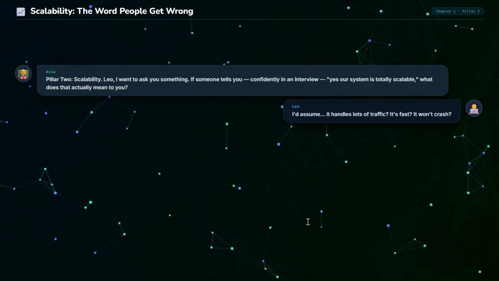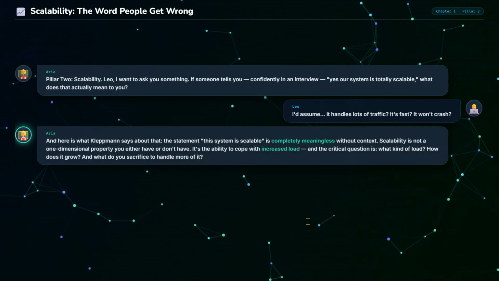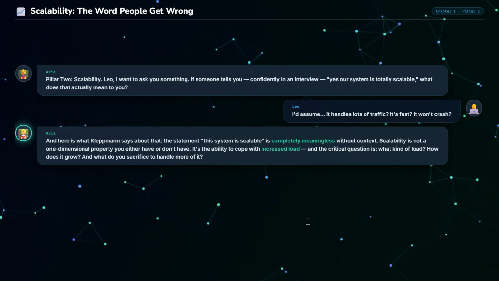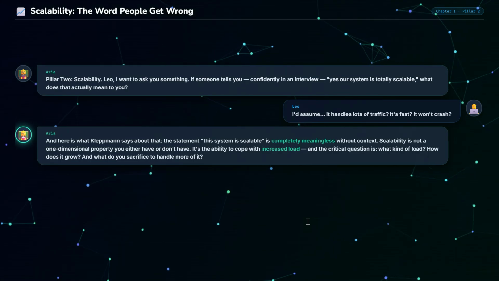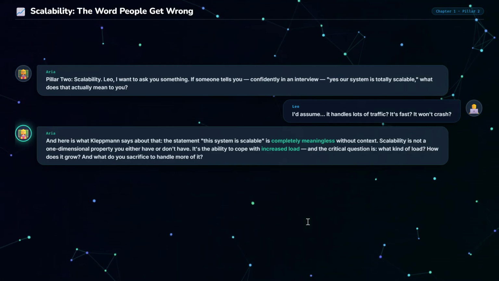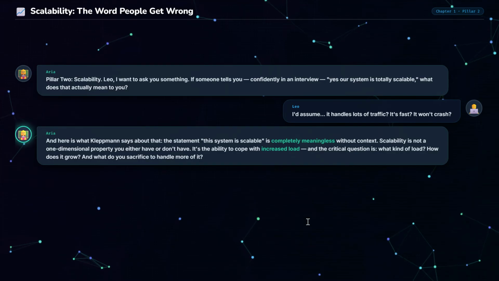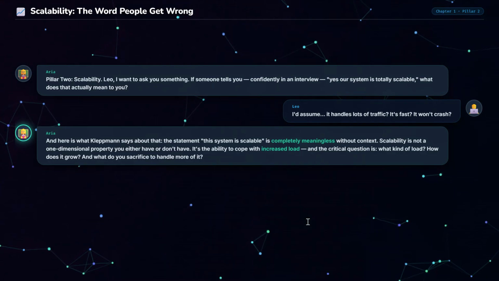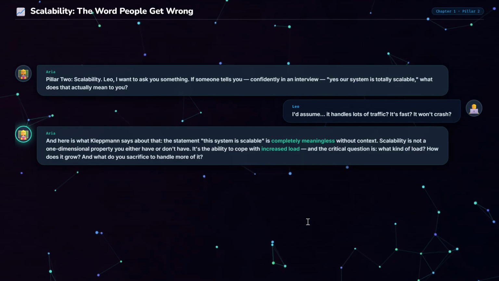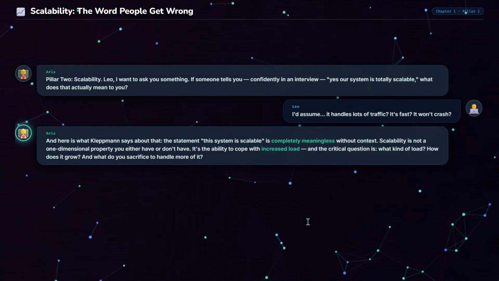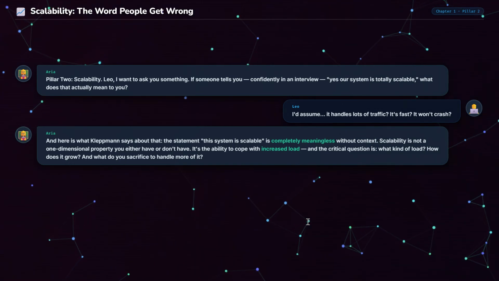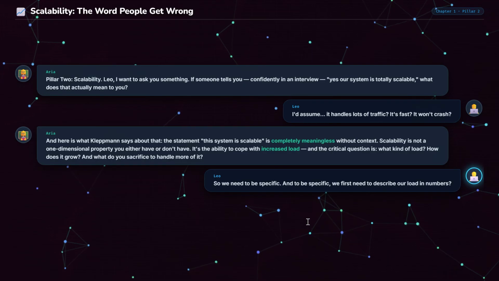And here is what Kleppmann says. The statement "our system is scalable" is completely and utterly meaningless without much more context. Scalability is not a one-dimensional binary property that you either have or do not have. It is the system's ability to cope with increased load. To answer whether it is scalable, you first must specify what kind of load, how much is it growing, and what performance trade-offs are you accepting in order to handle more of it. So we need to be very specific.